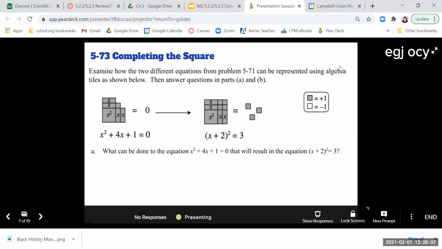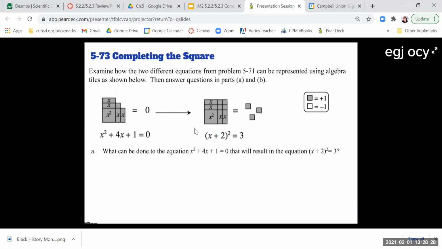There we go. All right. Okay. All right, so now we're going to examine how the two different equations we've been working with. So these are not new equations. We know they're equivalent. We know that when we multiply out x plus 2 squared equals 3, we can make it look like x squared plus 4x plus 1 equals 0. Now we're going to start working on how to do the reverse. How do we take the standard form and make it look more like the perfect square form?